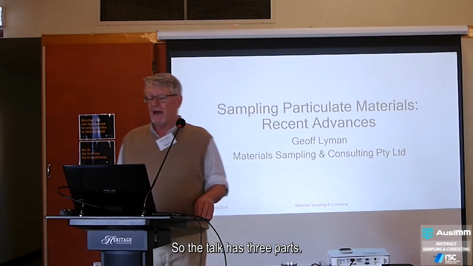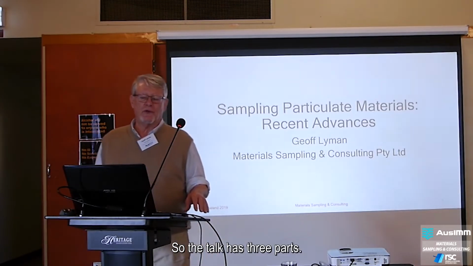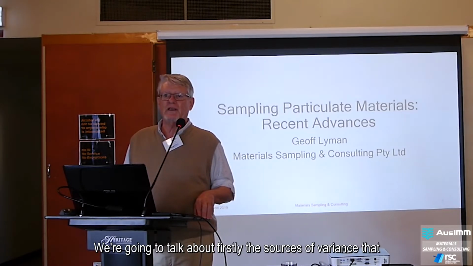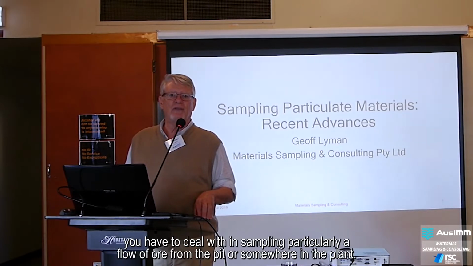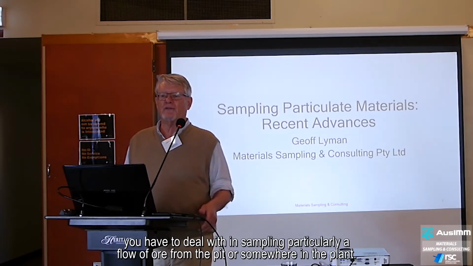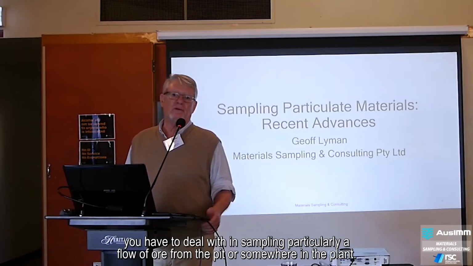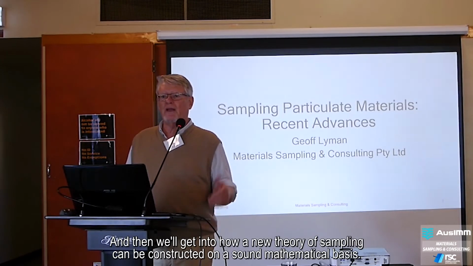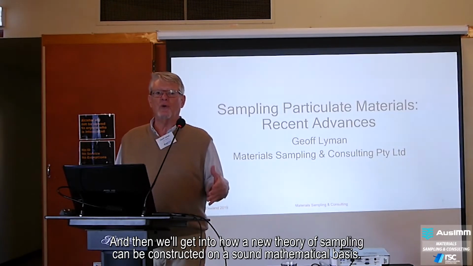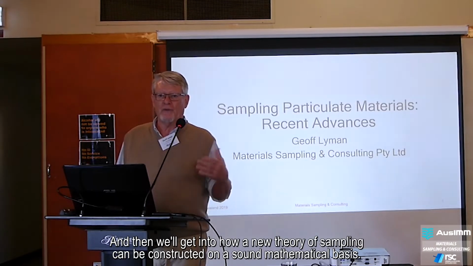So the talk has three parts. We're going to talk about, firstly, the sources of variance that you have to deal with in sampling, particularly a flow of ore from the pit or somewhere in the plant. And then we'll get into how a new theory of sampling can be constructed on a sound mathematical basis.